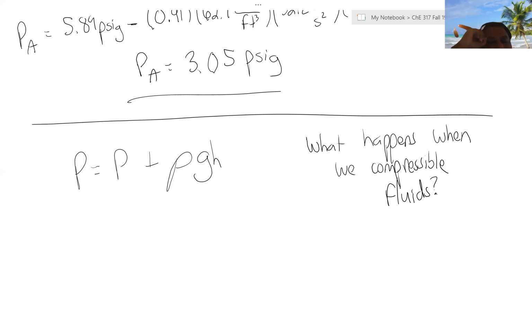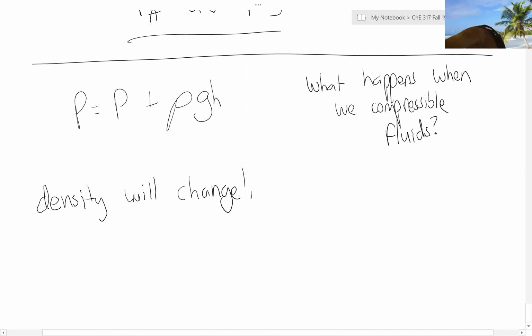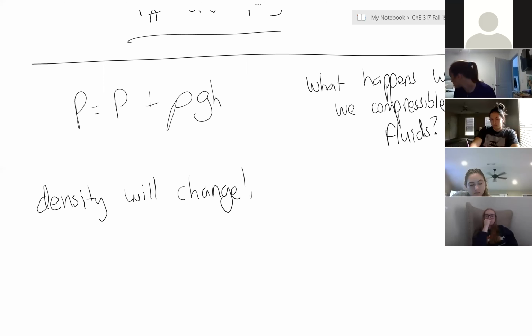Rho is no longer constant, right? So the density will change, and so we can't use the expression as it's written here. We need to figure out how density is going to change as a function of pressure fluctuations. So what do you suppose we can rely on to get a good estimate for density fluctuations due to pressure? Could we look at pressure change?